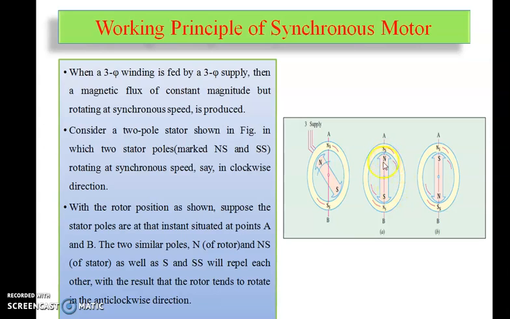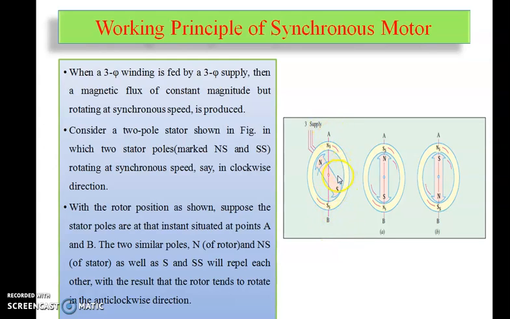The rotor, assume it at such a position. Okay. That means the rotor N pole is at point A, while the rotor S pole is at point B. Okay, here A and B points, for simplicity I am assuming that there are 2 points A and B.